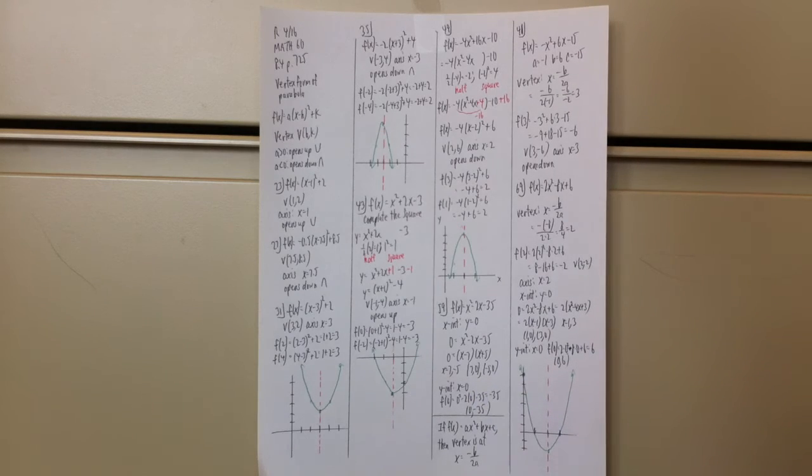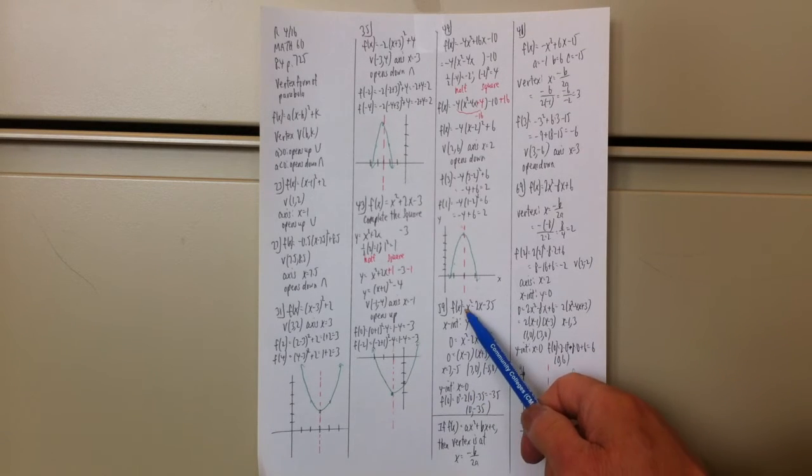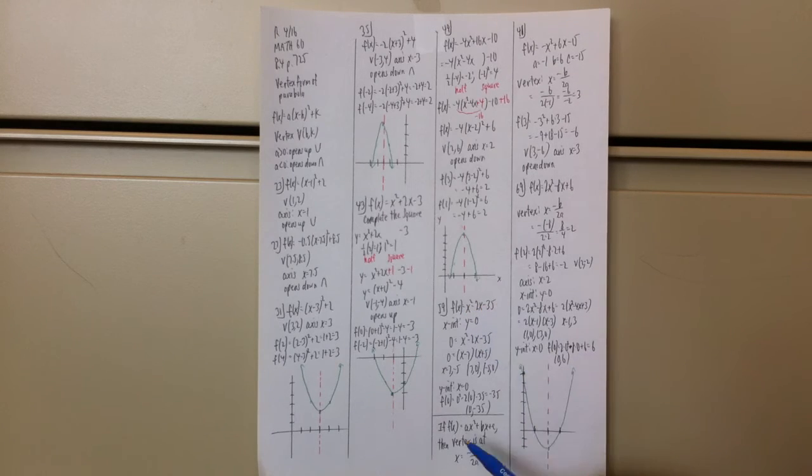Y-intercept means x equals 0, so I plug in 0. Back here it's probably easy. 0 minus 35 is negative 35, so (0, negative 35).